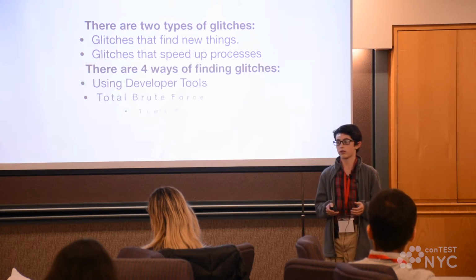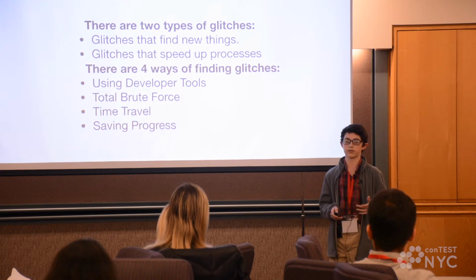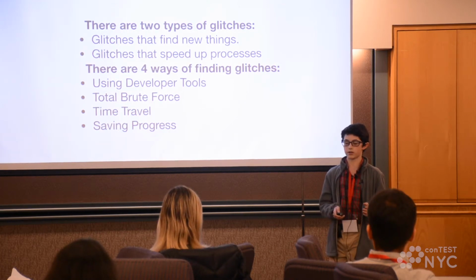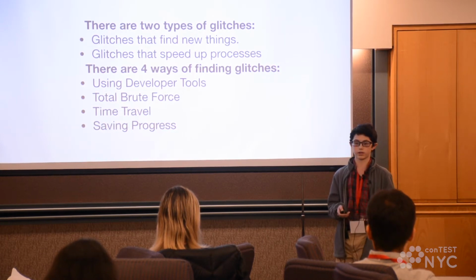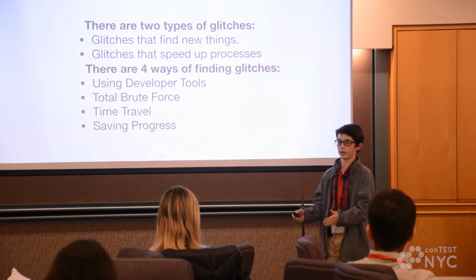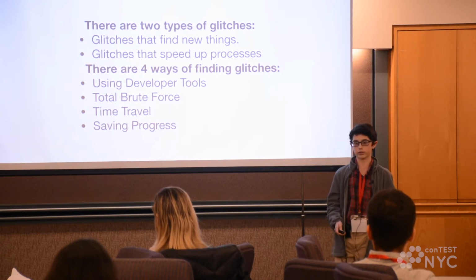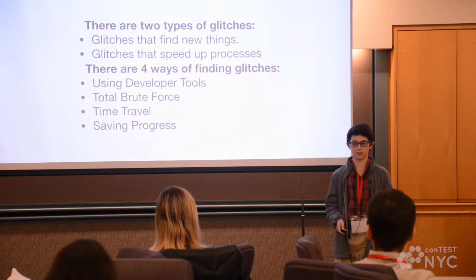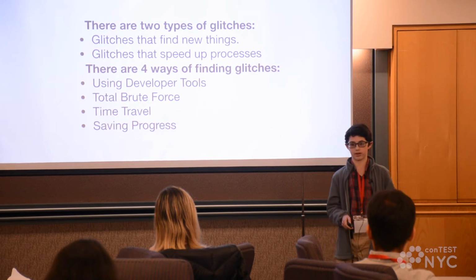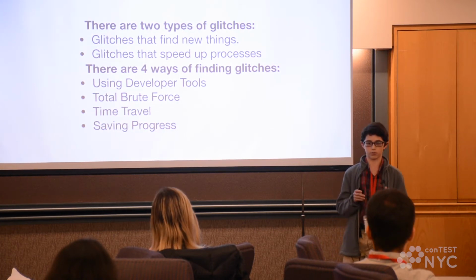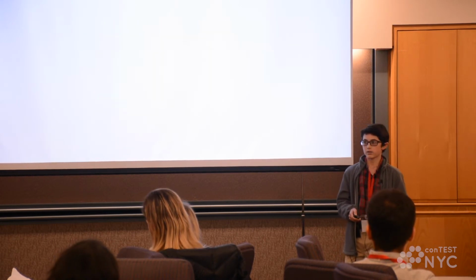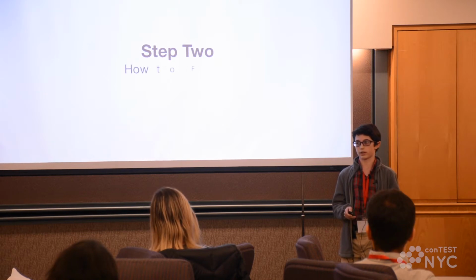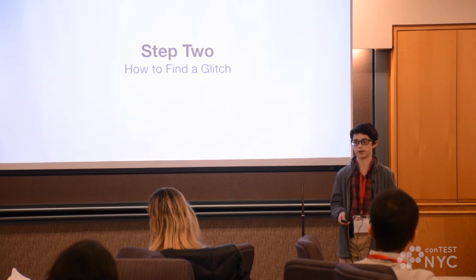And then there are four ways of finding these glitches. You can use developer tools, which you find in Google Chrome. You use Inspect Element. You can total brute force, where you just go in and you find the glitch with a little direction to where you're going. And there's time travel, which I'll elaborate on later, but it's really fun to mess around with. And then there's save in progress. Save in progress, you usually want to make sure it works, otherwise some bad things or good things in this case happen. So, step 2 is actually finding the glitches, how to find them.